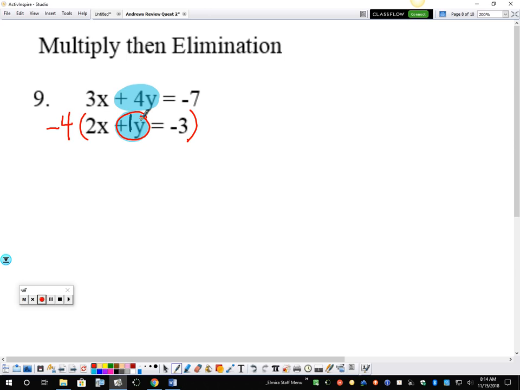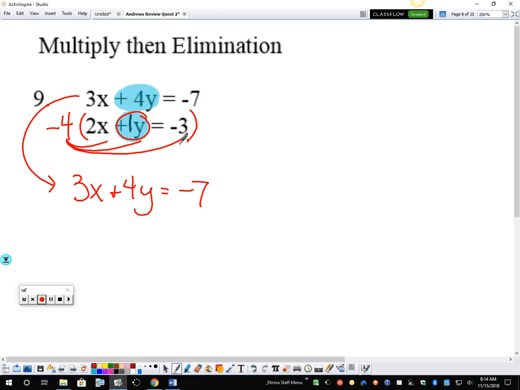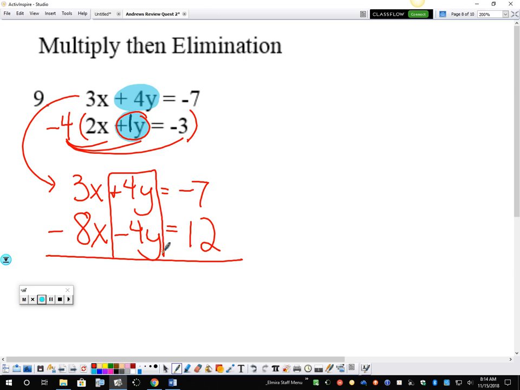Okay, so the first equation stays the same. 3x plus 4y equals negative 7. The second equation I'm going to distribute through, and I'm going to get negative 8x for the 4 times 2, minus 4y. And don't forget to multiply the negative 4 and the negative 3 to get a positive 12. So the whole point of that was to make these two cancel.